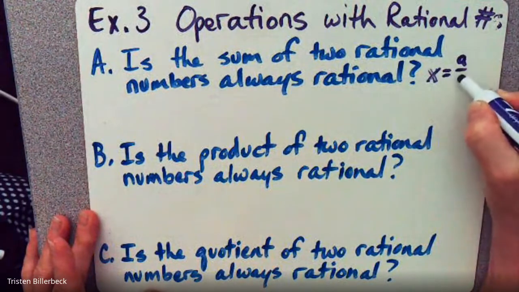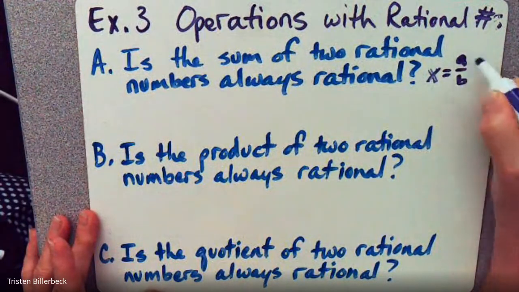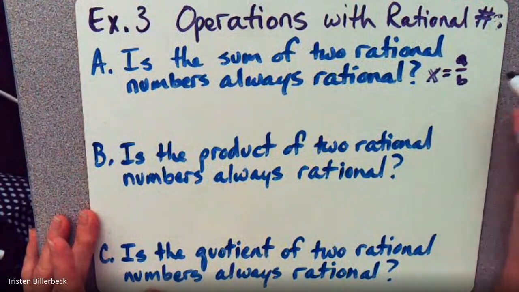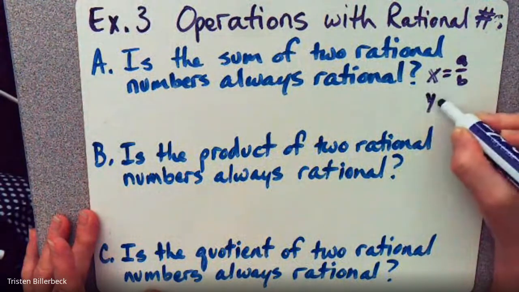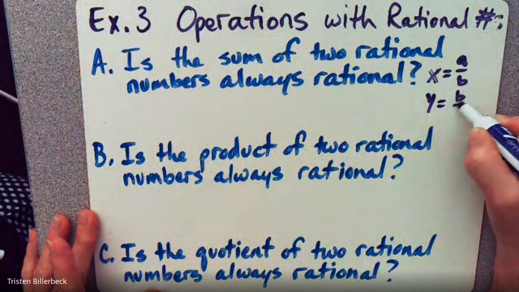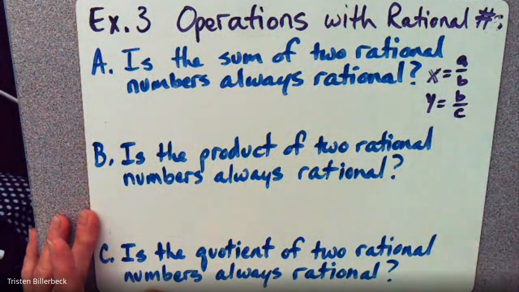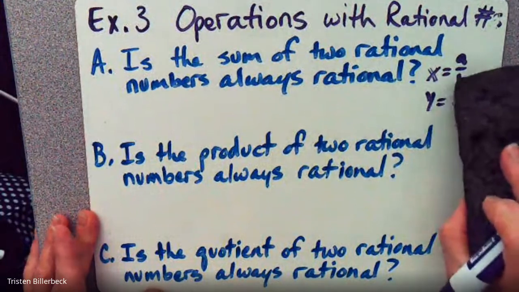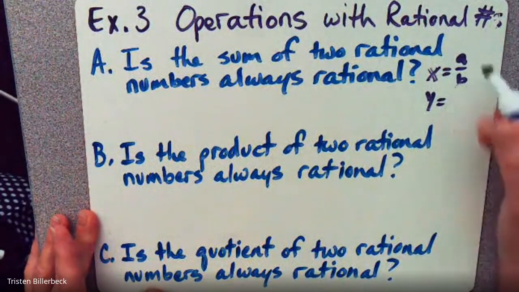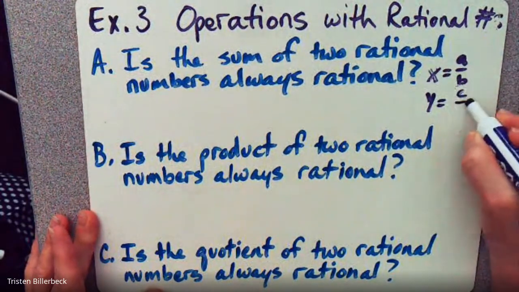That's a over b. And one number is y. And we're going to say this for all our cases is b over c. Oops, not b over c. We want c over d. C over d.